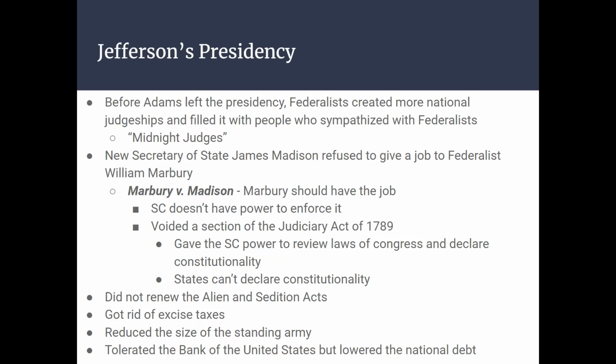When Jefferson becomes president, he does not renew the Alien and Sedition Acts. Instead, they release a lot of the men who were arrested. They're released from prison, and they actually will impeach a Supreme Court justice for taking part in putting men in jail because of the Sedition Acts, which is, I think, the only time a Supreme Court justice has been impeached. They got rid of the excise taxes. They reduced the size of the army. And while they looked at the Bank of the United States, they didn't like it, but they kept it because the system worked.